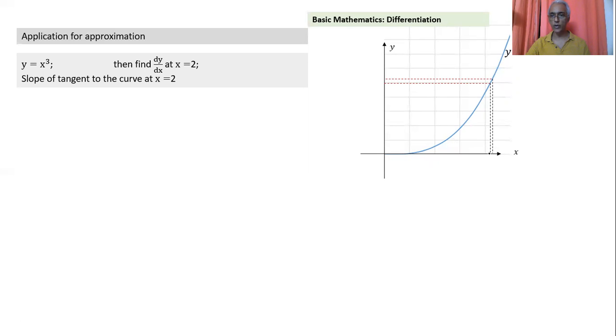Let's say this point is x equal to 2, and this is the corresponding point on the graph. So this is the y value corresponding to x equal to 2, which will be 8. y will be equal to 8 here. If I plot the graph like this and draw a tangent at this point to the graph, the slope of the tangent is what we need to find. That is a graphical way. But mathematically, I can find the slope using the concept of differentiation.